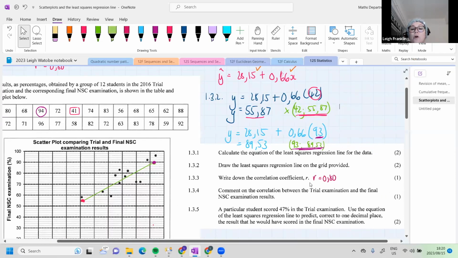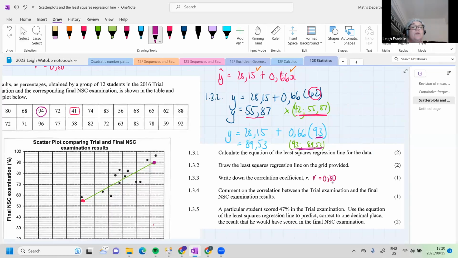So I've written down the correlation coefficient. They've only asked for it in question 1.33, which is why it's good for me to make a note of it earlier. I'd get 1 mark for that. Then they've asked us to comment on the correlation between the trials exam and the final NSC exam.